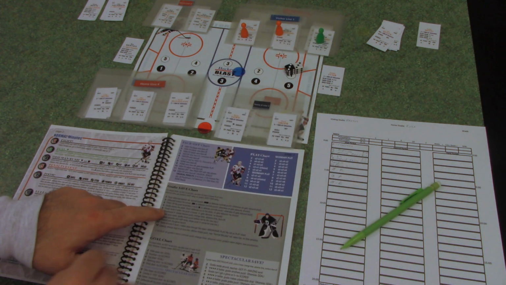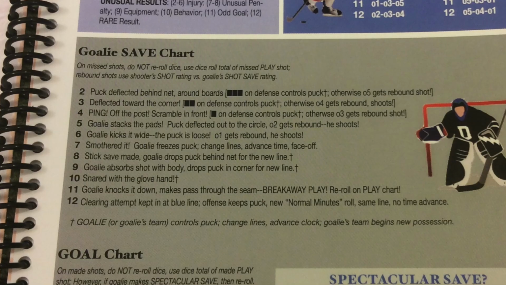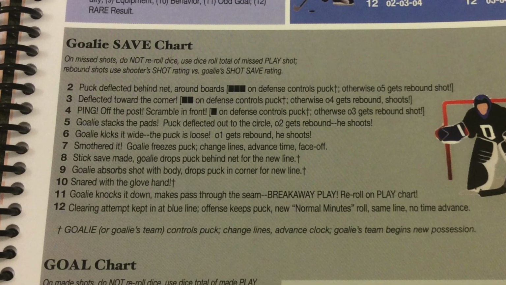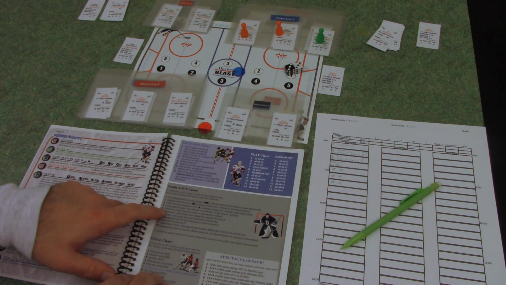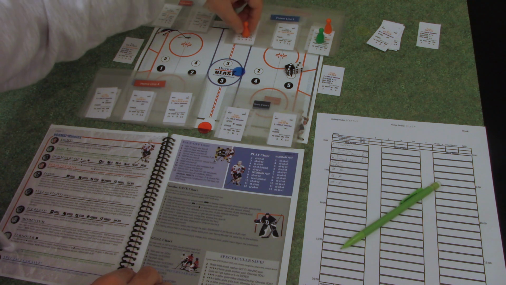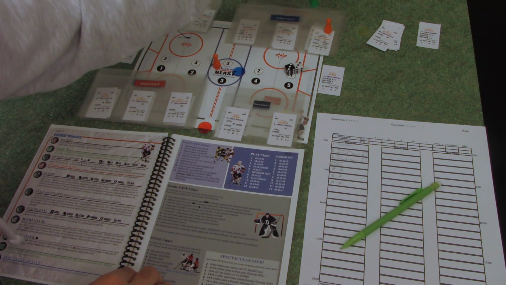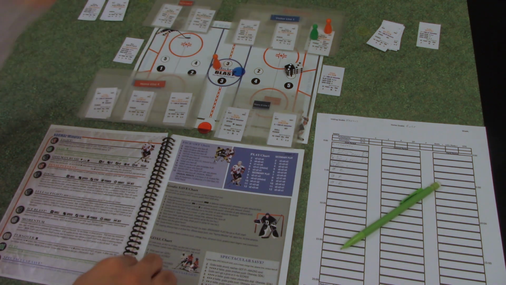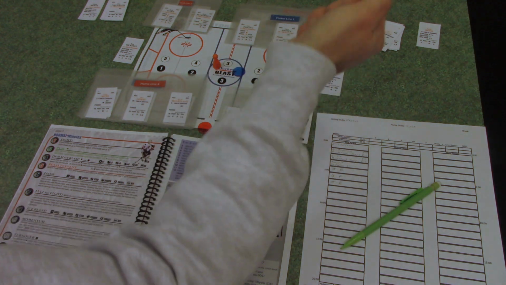So total of 6 on the save chart. The goalie kicks it wide, the puck is loose, and 0-1 gets the rebound and is able to take a rebound shot. So I'll leave that there to remind me that there was a rebound shot, and now Prop. So he gets his own rebound and shoots again.